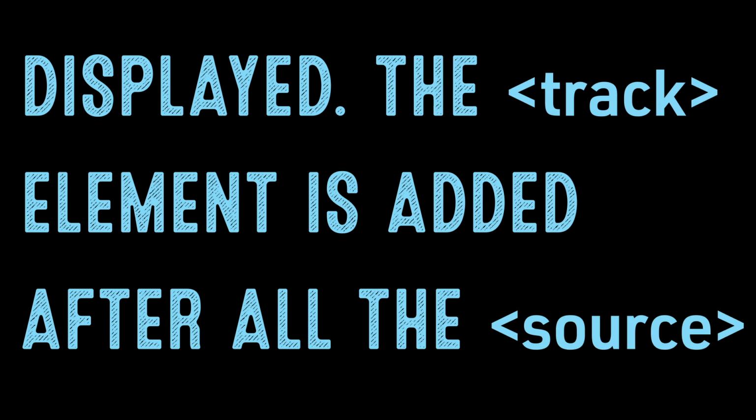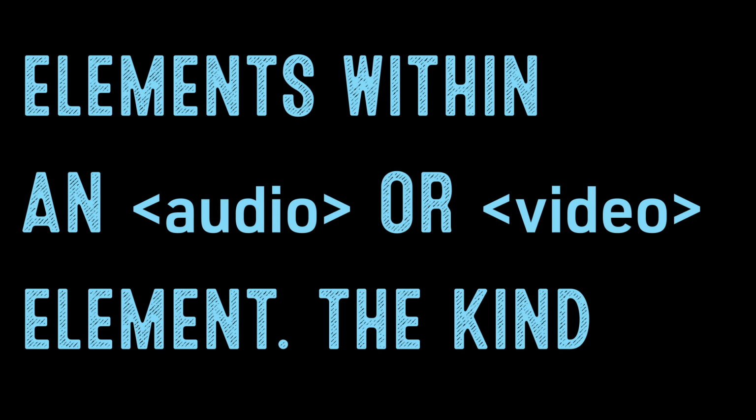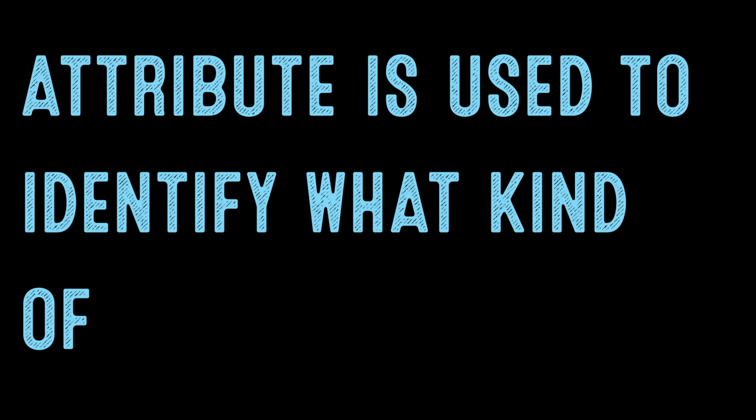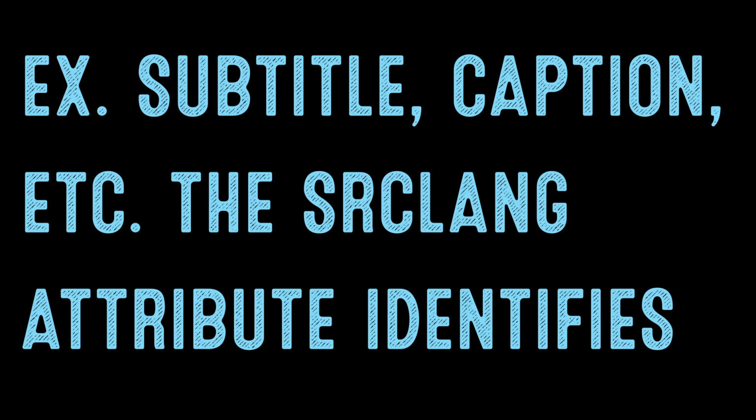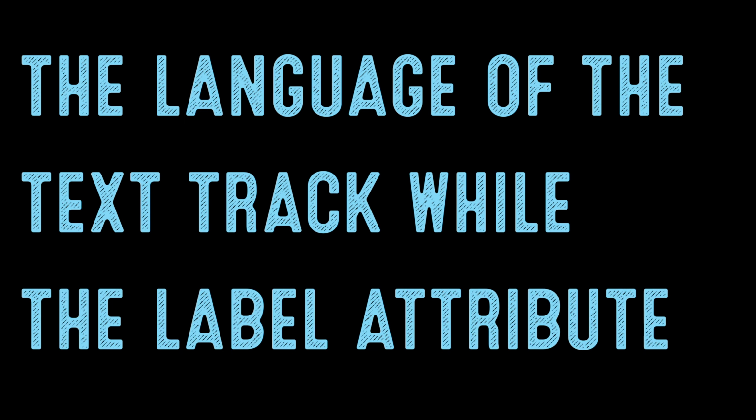The track element is added after all the source elements within an audio or video element. The kind attribute is used to identify what kind of text track it is, for example, subtitle, caption, etc. The srclang attribute identifies the language of the text track, while the label attribute tells the user the language.